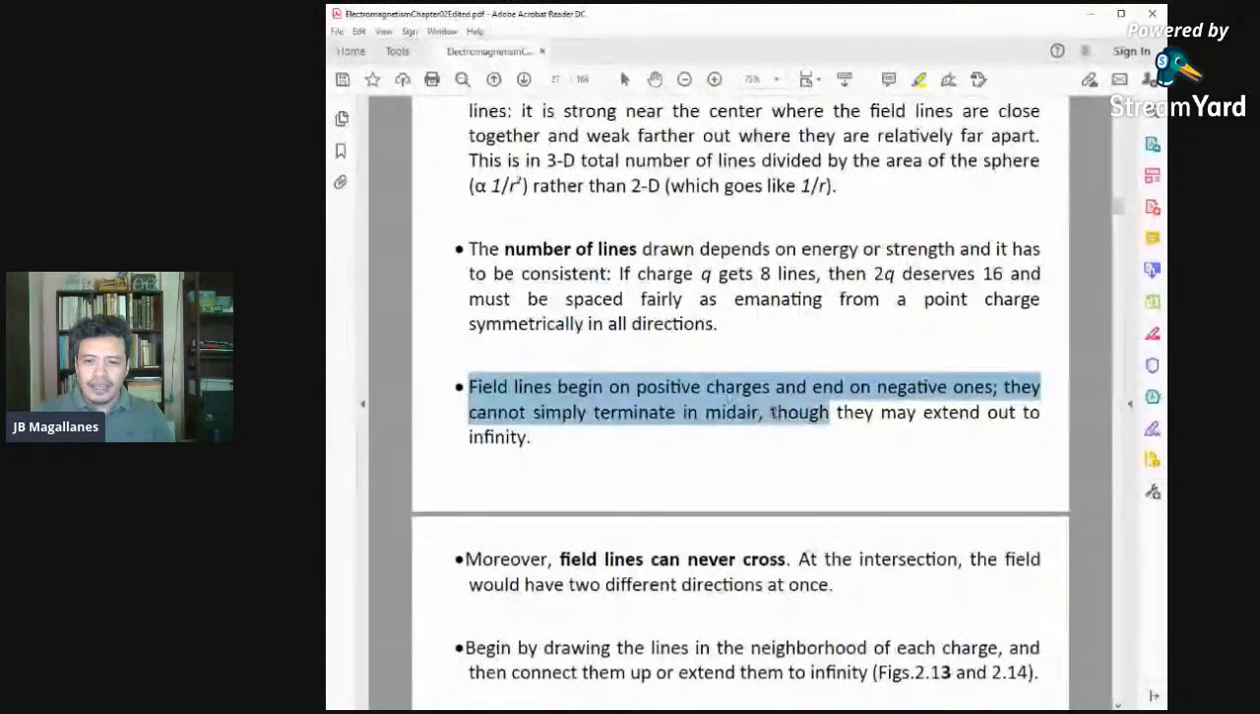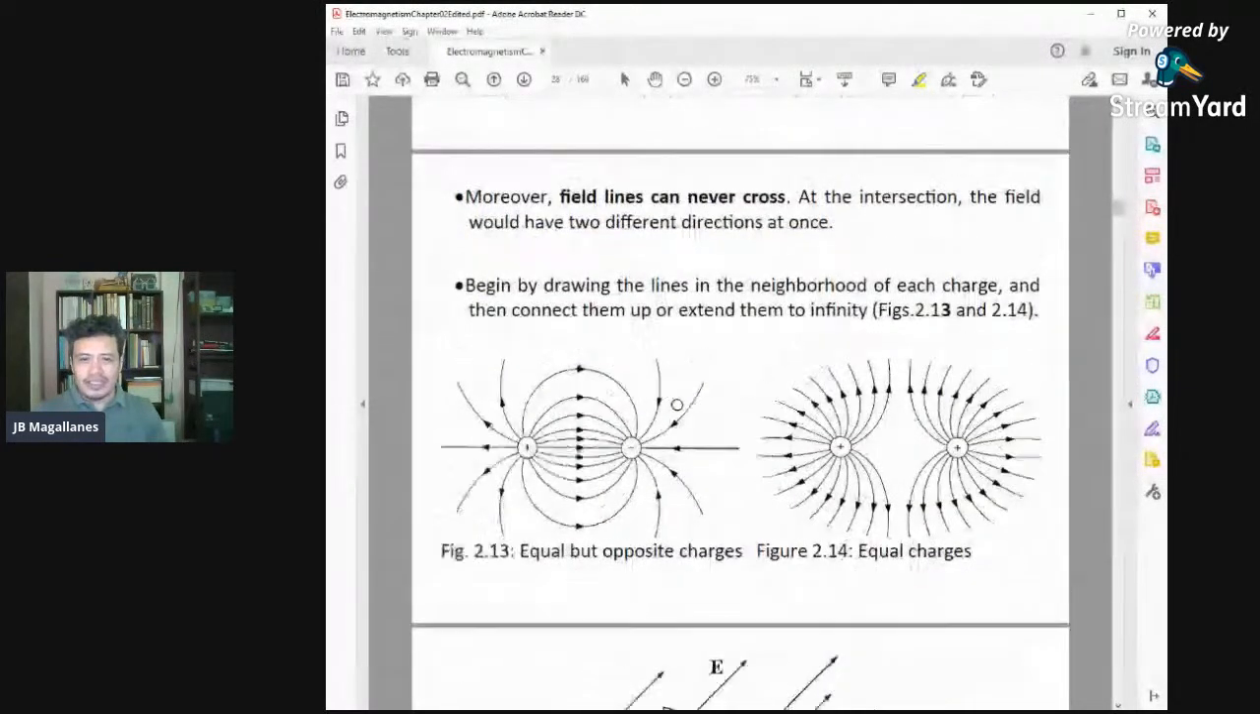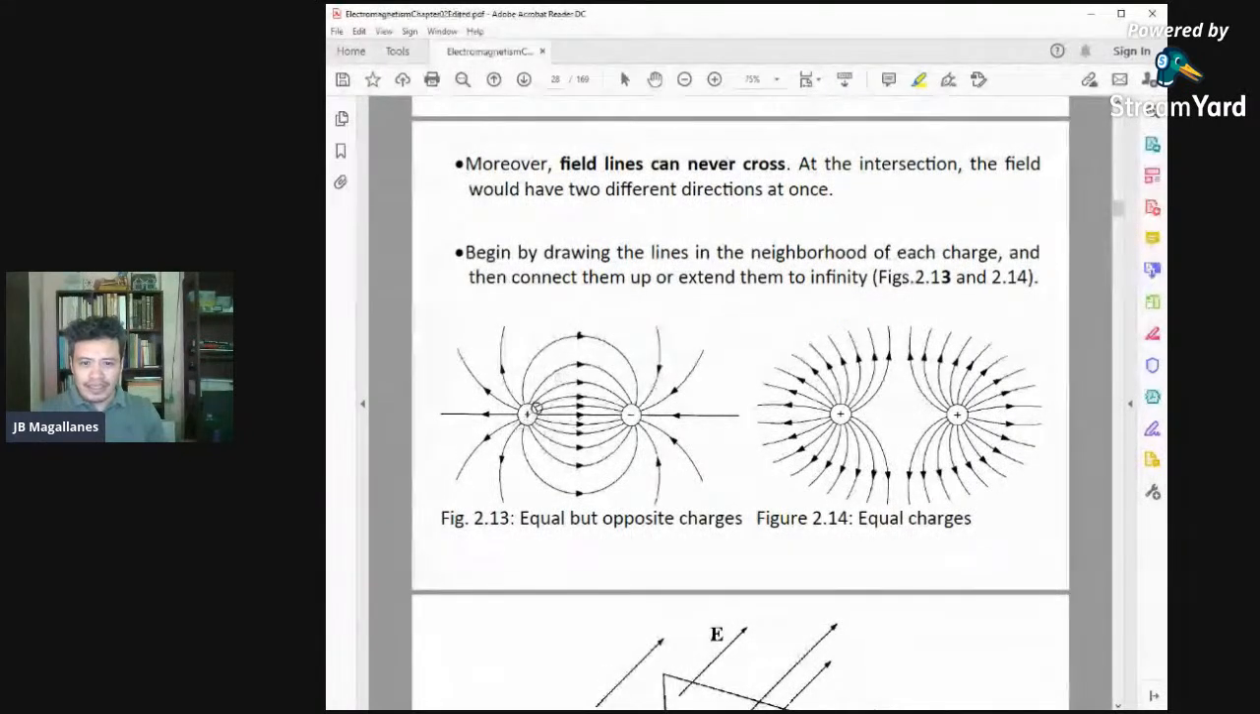The field lines begin with a positive charge. They come out of the positive charge, and the negative charge will absorb those fields. For example, if you can see this figure, the fields go out of the positive charge and are absorbed by the negative charge. This is just by convention.